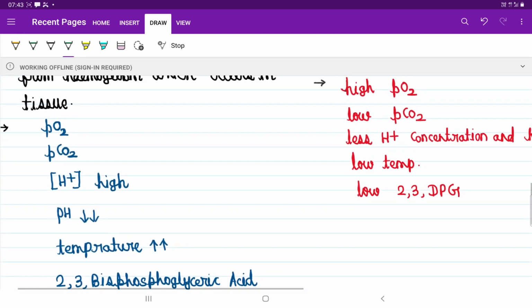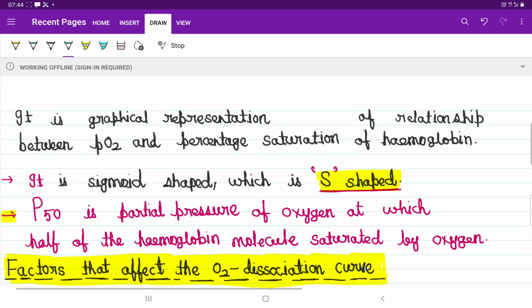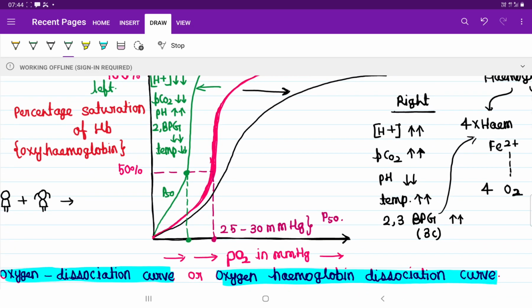Now a student may ask one question: Sir, why is this curve S shape? Why is this curve sigmoid shape? It's showing one clear pattern, students, that starting the binding of oxygen with hemoglobin is slow. See here, starting binding of oxygen with hemoglobin is slow, and then it booms suddenly.